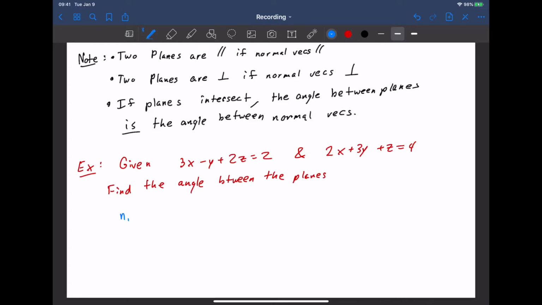How could you check if they're parallel? It's always a good idea to check. Is this a trick question? Can you find the normal vectors of these 2 planes? Can you do that right now? The normal vector of the first plane is 3, -1, 2. And for the second plane, it's 2, 3, 1. Are those 2 scalar multiples? No. So they're not parallel. These are not scalar multiples. I don't know what I was thinking. Not parallel.